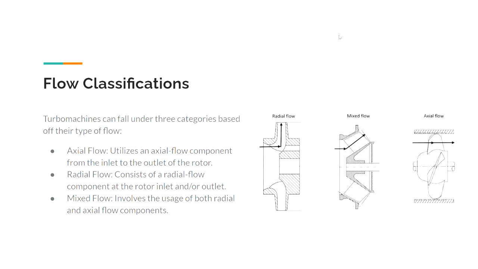Okay, next we have flow classifications. Turbo machines can fall under three categories based off their type of flow. Axial flow, which utilizes an axial flow component from the inlet to the outlet of the rotor. Radial flow consists of a radial flow component at the rotor inlet and/or outlet. And mixed flow, which involves the usage of both radial and axial flow components.